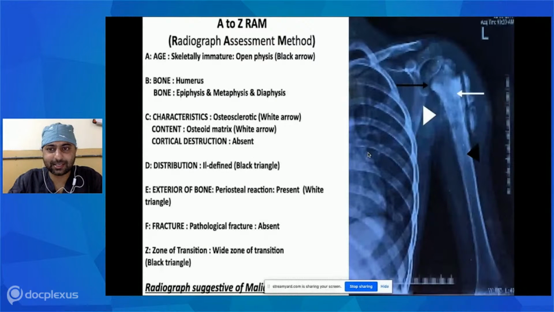Third example, a skeletally immature person. We can see in this X-ray that the physis is open. The big white triangle shows periosteal reaction. It's an osteoid matrix, ill-defined lesion. Again, we can summarize: it's a skeletally immature person. The humerus is involved, metaphysis, diaphysis, osteosclerotic, osteoid matrix, cortical destruction absent, ill-defined lesion, periosteal reaction present, pathological fracture absent, and a wide zone of transition. Again, to summarize all this with the help of the A to Z RAM method, it's a malignant bone tumor.